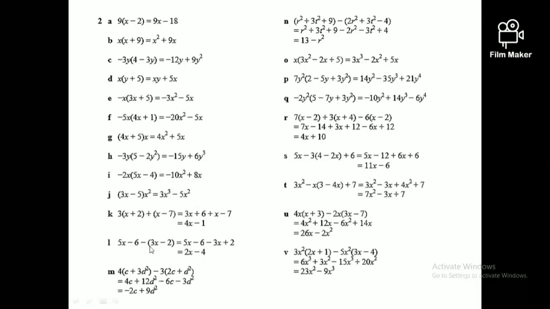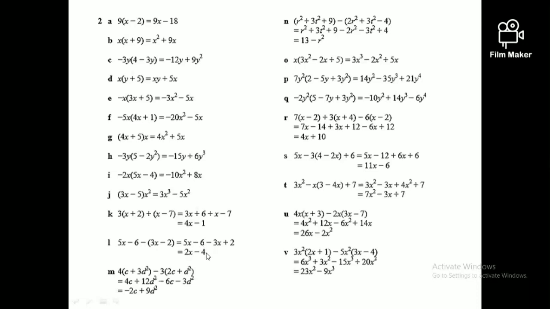Right. Here also 5x minus 6, there is no multiplication. Then multiply this bracket. This is kind of important. To multiply this entire bracket, you multiply both the terms by the minus. Minus into 3x, this is just like minus 1. Minus 1 into 3x is minus 3x. Minus 1 into minus 2 is plus 2. Then you can operate: 5x minus 3x is 2x. Minus 6 plus 2 is minus 4.